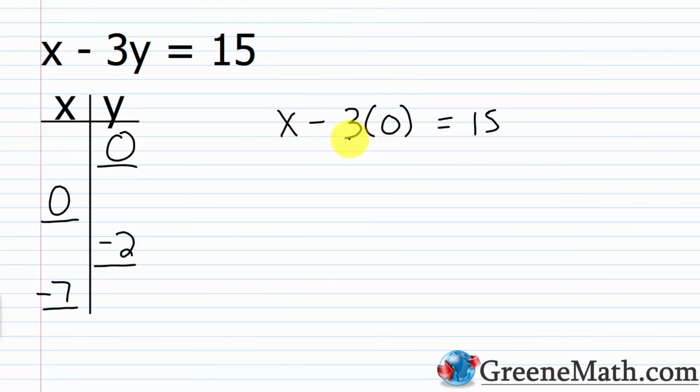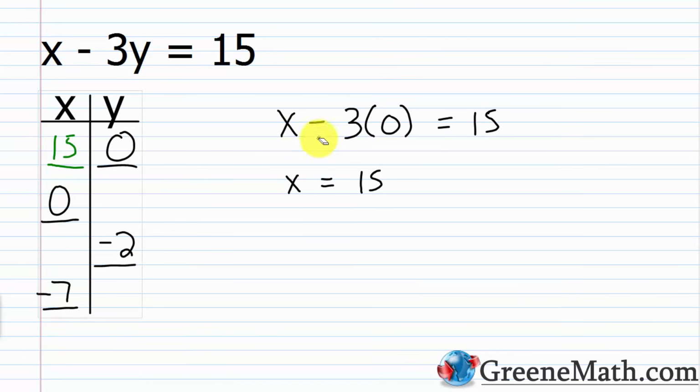So then if I simplify this, I'd have x equals 15, right? 3 times 0 is just 0. If I'm subtracting away 0, it's like I just have x. All right, so x equals 15. So that's the value for x that makes this equation true when y is 0. So I can go ahead and just fill in the missing value and put, okay, this is 15.